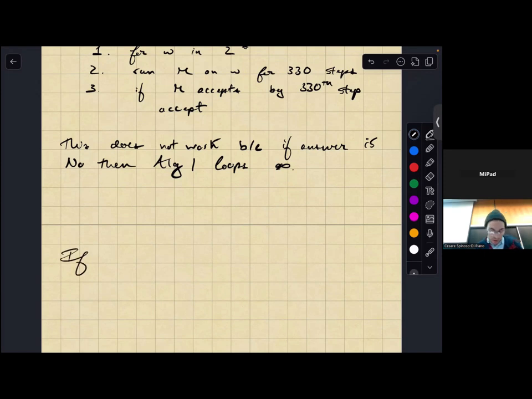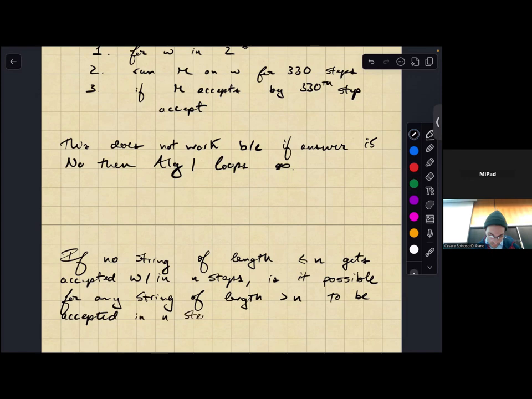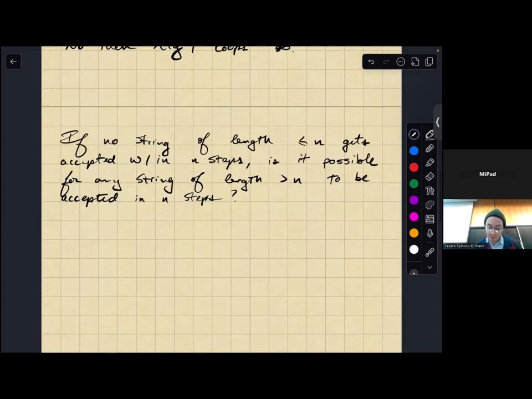Now, I'm going to phrase it as a question. If no string of length at most n gets accepted within n steps, is it possible for any string of length strictly greater than n to be accepted in n steps? Okay, this is my question to you. Maybe it's a rhetorical question.